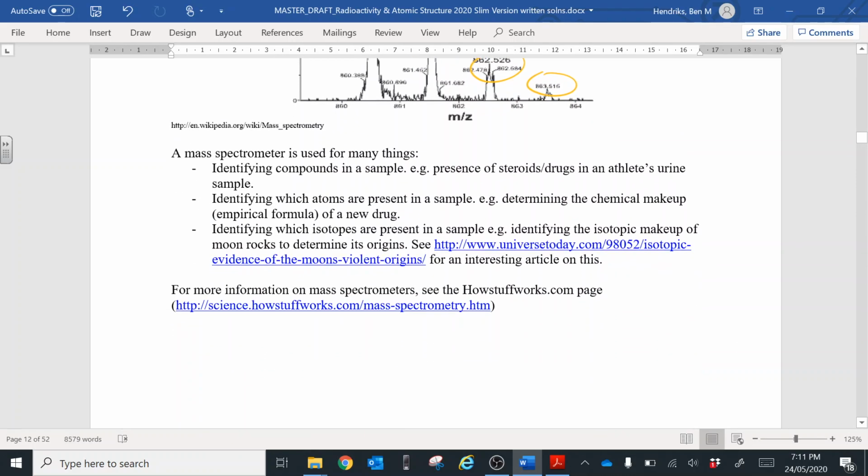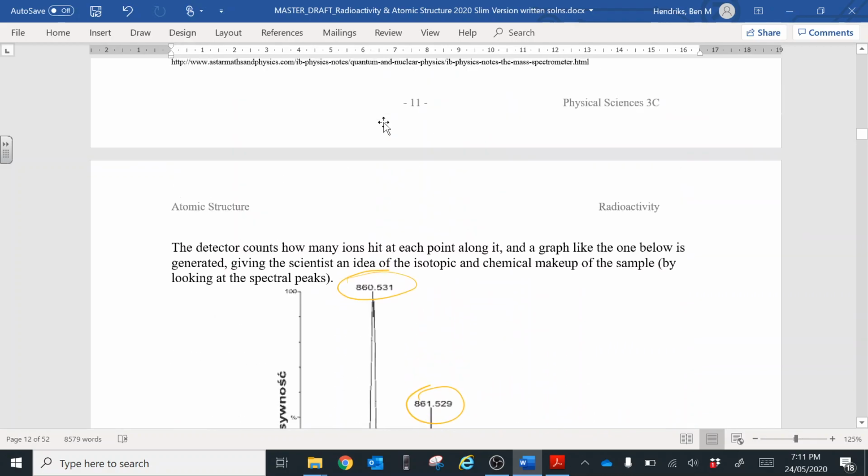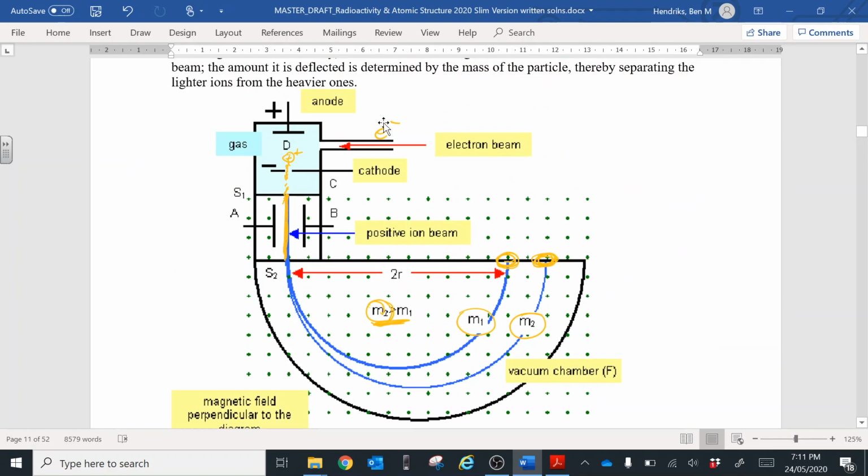And there's more information on here, and there's probably other videos which give you nice little animations and stuff like that. You might be able to find some of them on YouTube if you want to further investigate the mass spectrometer.